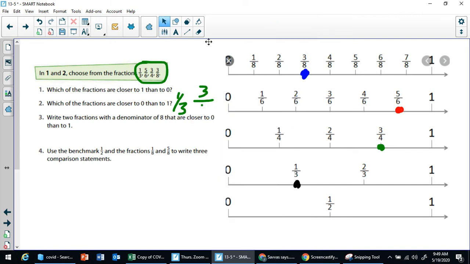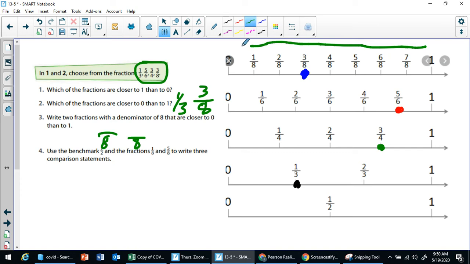So for number 3, you are not going to be using the fractions up top that were listed for you. It says write two fractions with a denominator of 8 that are closer to 0 than to 1. We know denominator is the bottom number. So right now, boys and girls, you are thinking of two fractions that have an 8 as a denominator that are closer to 0 than to 1. If you need that support, you would focus your attention up top here on the one that has the 8s. I'm going to give you some time to think of two fractions that are closer to 0 than to 1.